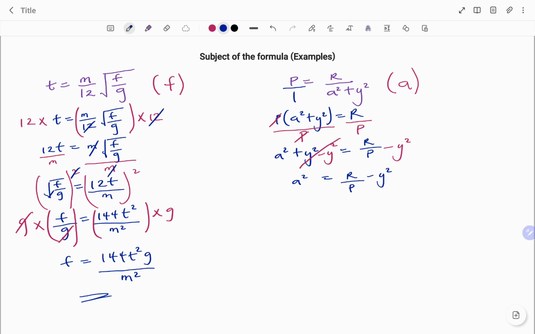And to get rid of my square, I'm going to find the square root of both sides. The square root cancels my square. Therefore, my a, which is the subject of formula, equals square root of r over p minus y squared.